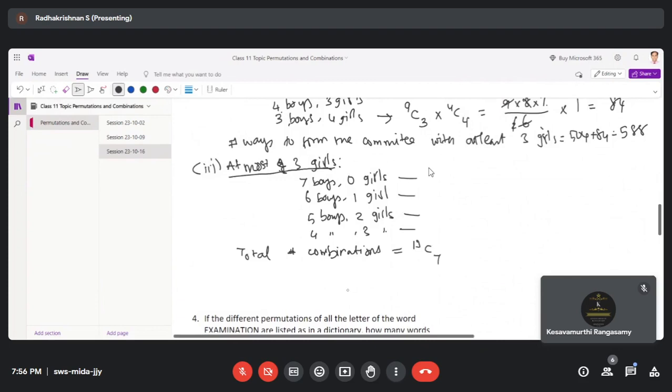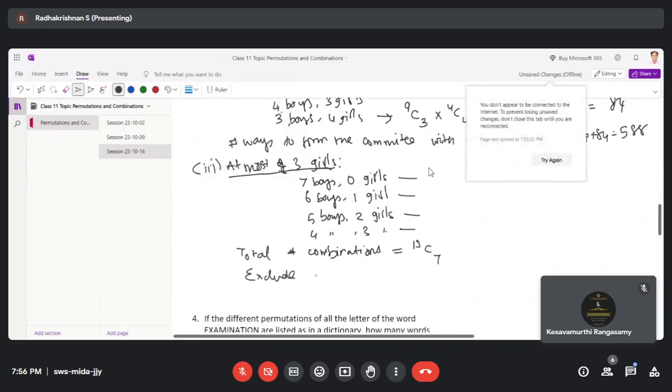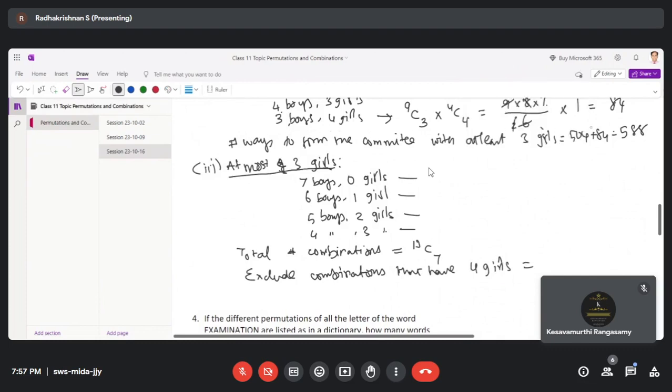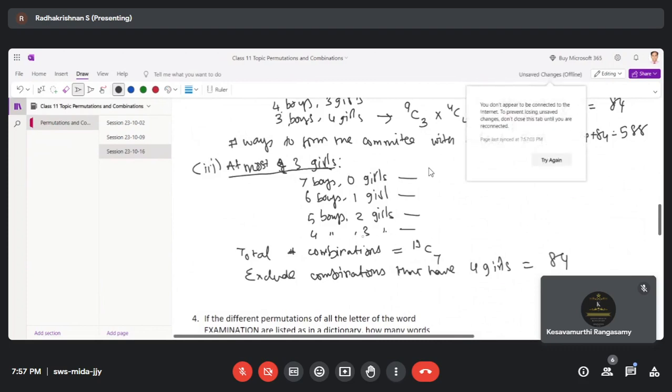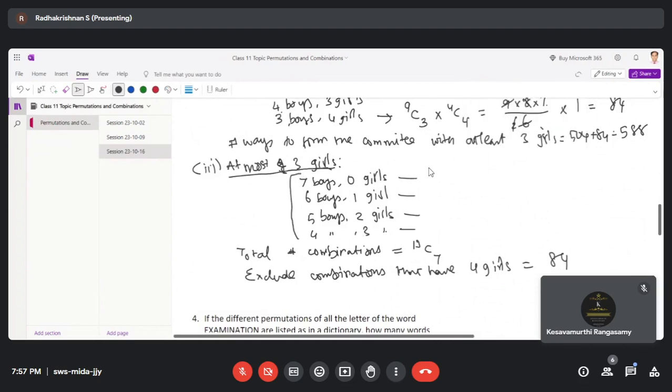Since we can have only up to 3 girls, 0, 1, 2, 3, we have to only exclude the combinations in which there will be 4 girls. So exclude combinations that have 4 girls. But this we already calculated. How many combinations are there with 4 girls? This is 84.